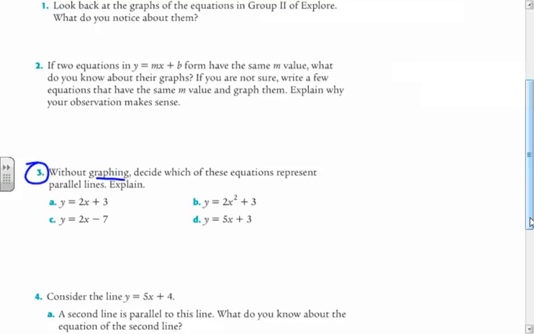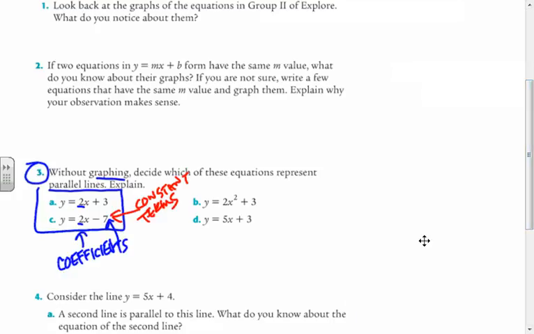If you chose correctly, you chose these two. And you chose those two because you noticed that the coefficients of the two equations are the same. And the coefficients, you remember, represent the slopes. And also you notice that the constant terms have different numbers. So that's just a reminder that the number in front of the x is called the coefficient and the other number is called the constant term.